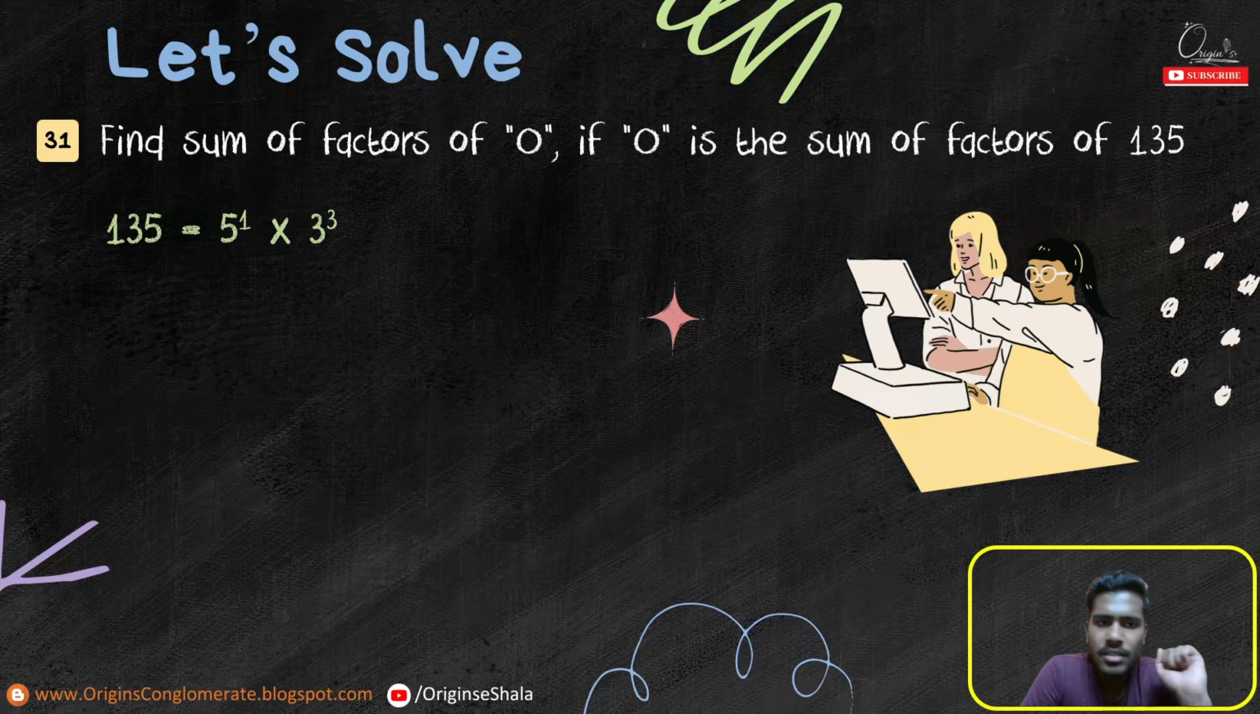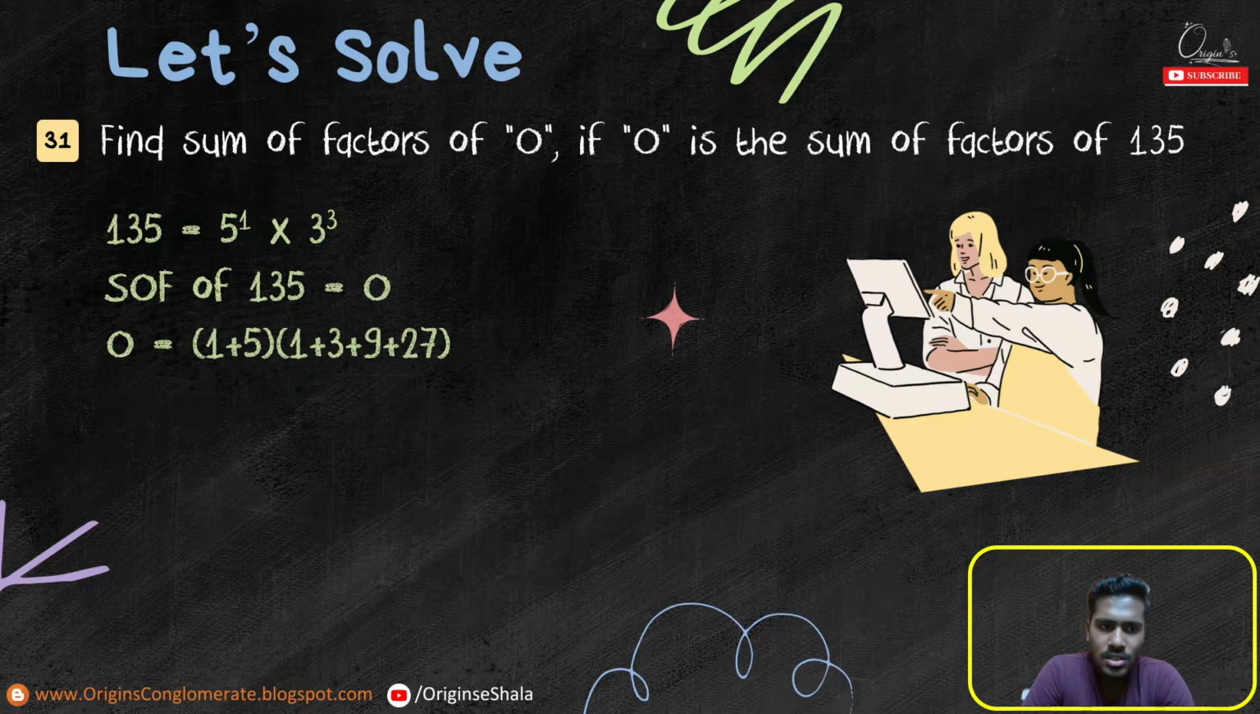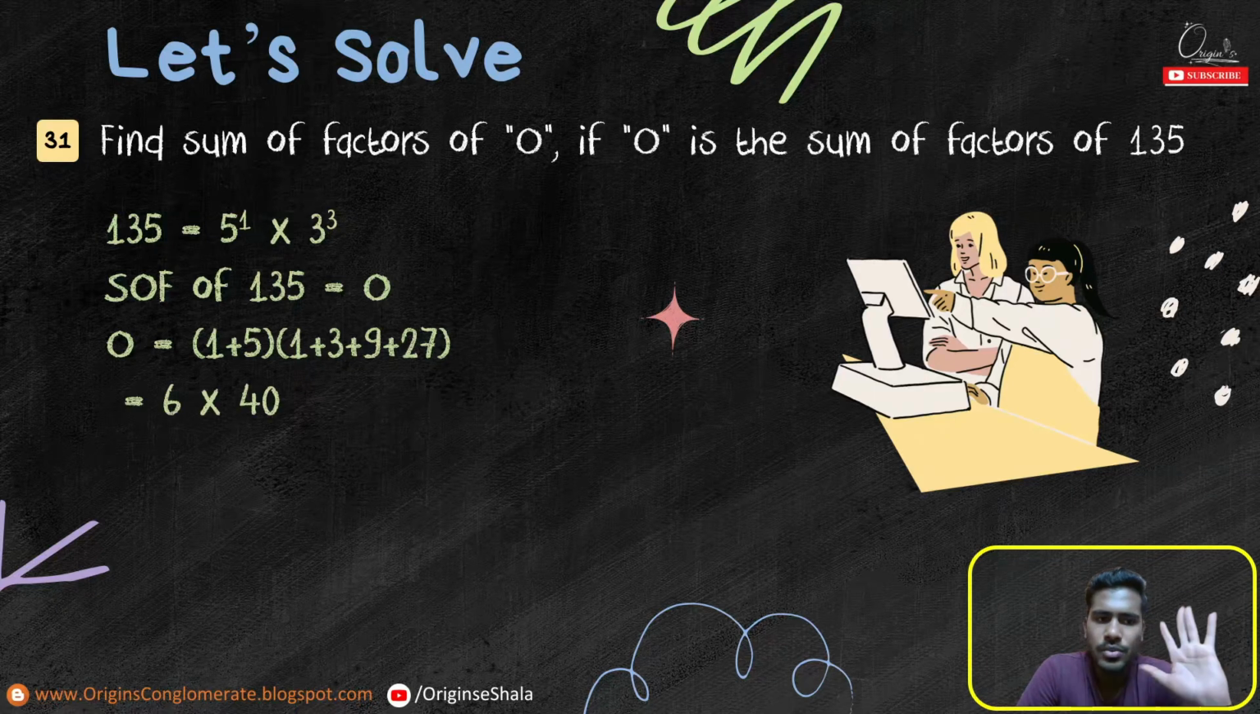So 135, again, I can simply write by seeing the 5. I already know 5 is going to be a factor. So divide it by 5 and you will be left with 27. So the sum of factors of 135 is O, right? So what is my value of O then? Well, O is equal to 1 plus 5, times 1 plus 3 plus 9 plus 27. I'll be left with 6 into 40. Again, here also I don't need to say 9 plus 1, 10, and 27 plus 3, 30. 30 plus 10, 40. Directly you can.